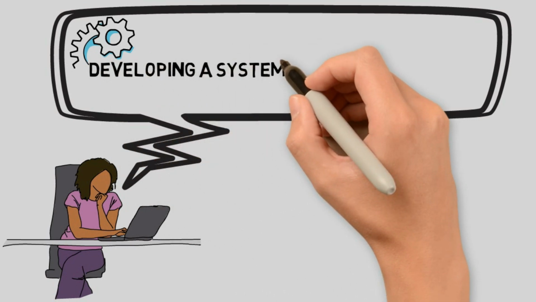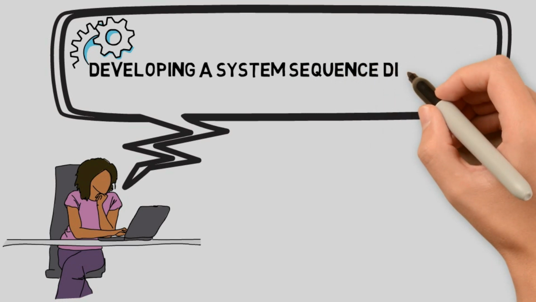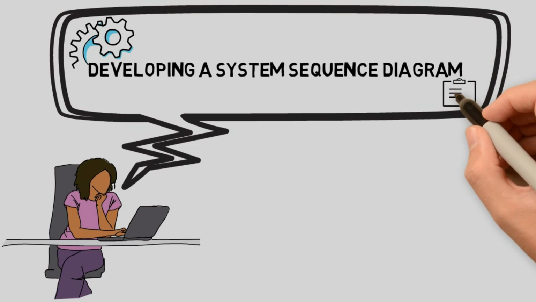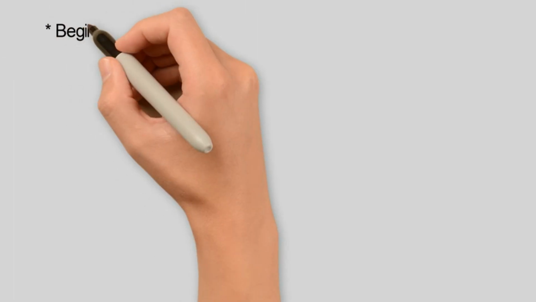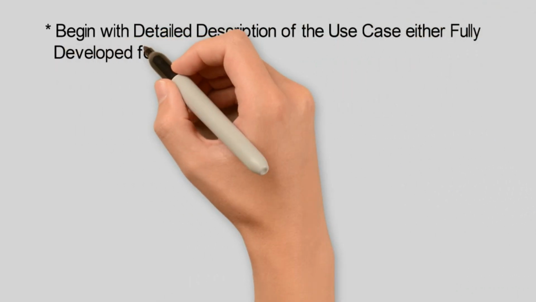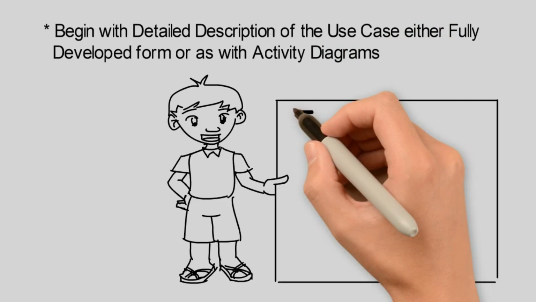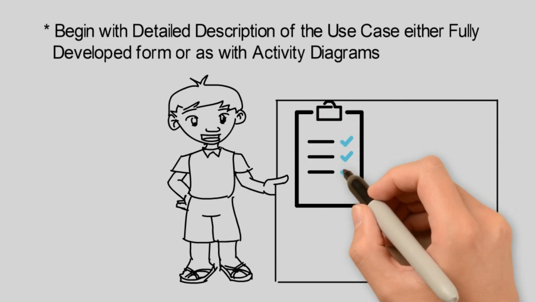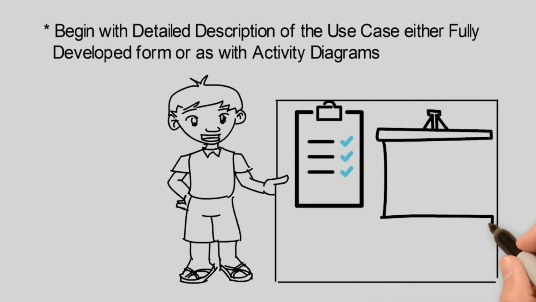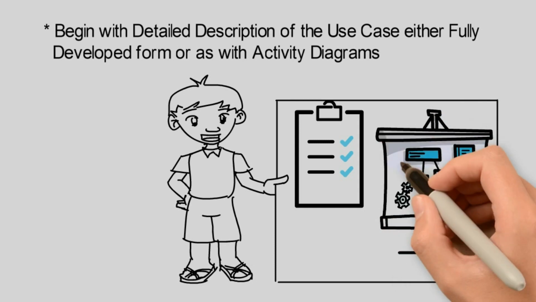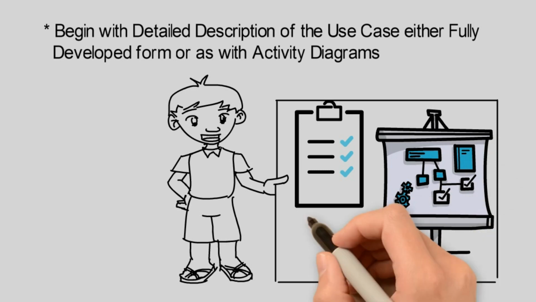Developing a system sequence diagram. Begin with a detailed description of the use case, either in fully developed form or as activity diagrams. One advantage of using activity diagrams is that it is easy to identify when an input or output occurs. Input and output occur whenever an arrow in an activity diagram goes from an external actor to the computer system.